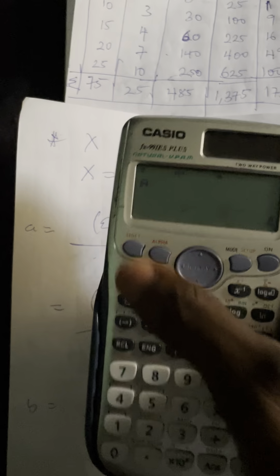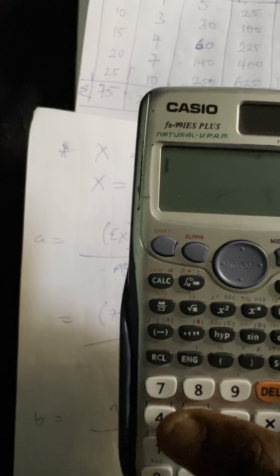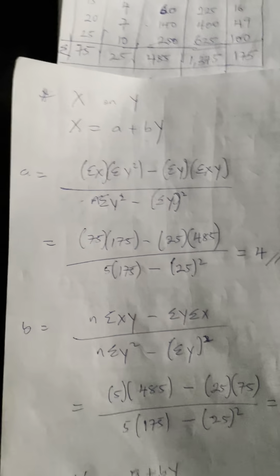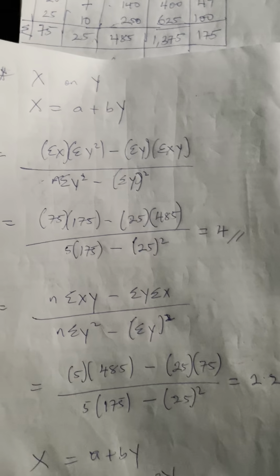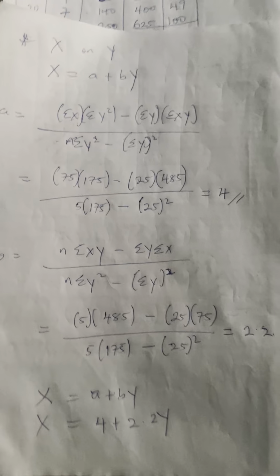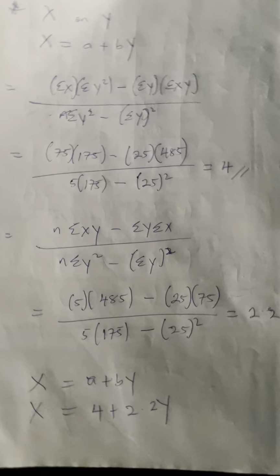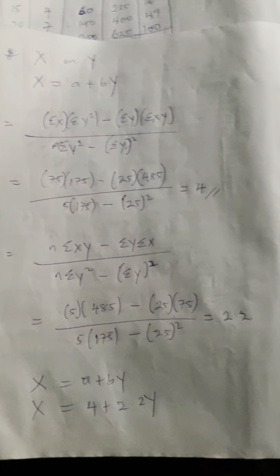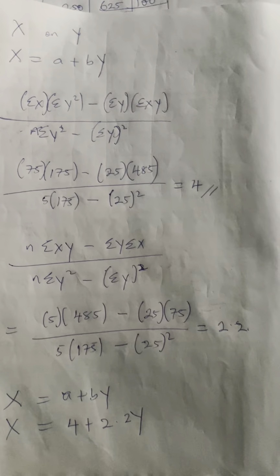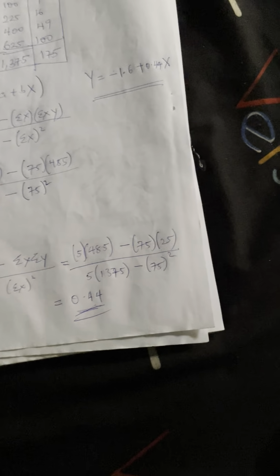If you press shift 1 and you press your B, you are still going to get 2.2. You press shift 1, you press reg, and you press your B, the same way we did for the previous one. You are still going to get 2.2. That is how to solve correlation and regression.